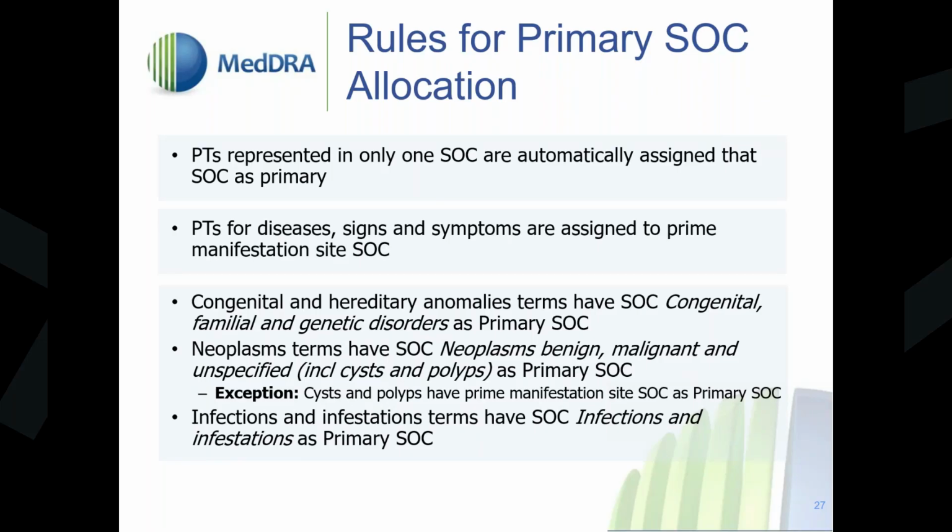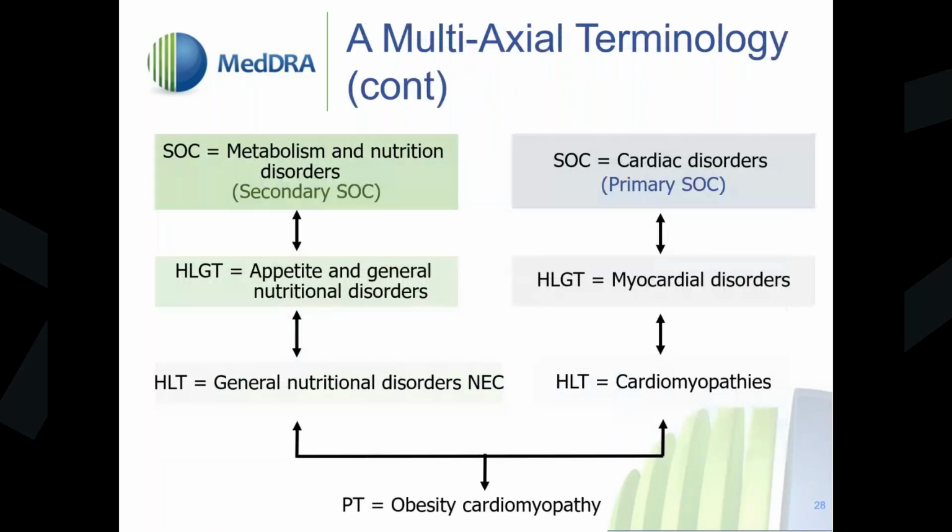The same thing for neoplasm. If something can be a lung cancer, for example, the primary system organ class would be the cancer, the neoplasm SOC. The secondary would be the respiratory. So here are examples of multi-axial terms in MedDRA.